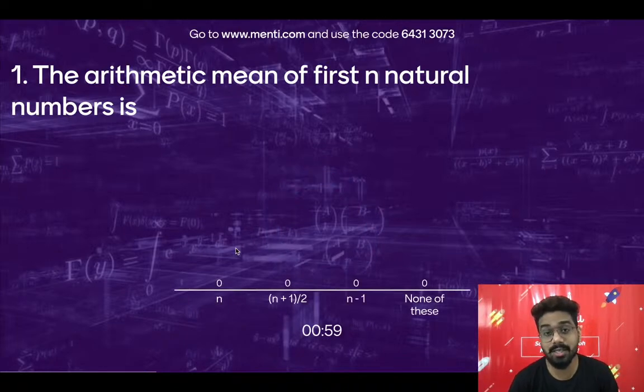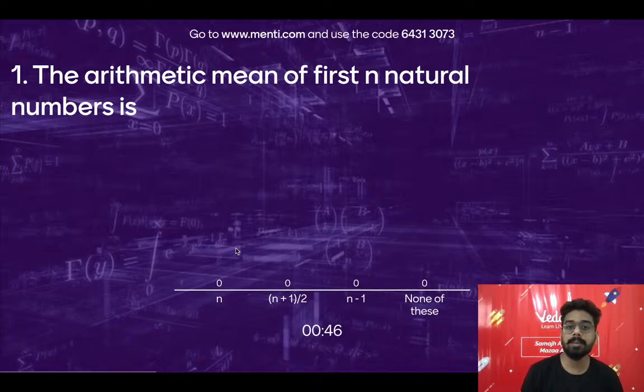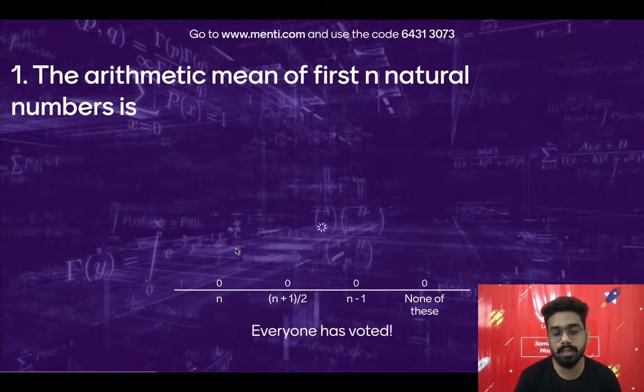But this is a simple question. We will commit mistakes, so we will take care of it. The arithmetic mean of first n natural numbers. What is the meaning of the mean? Arithmetic mean is the sum of all divided by the total number of observations.